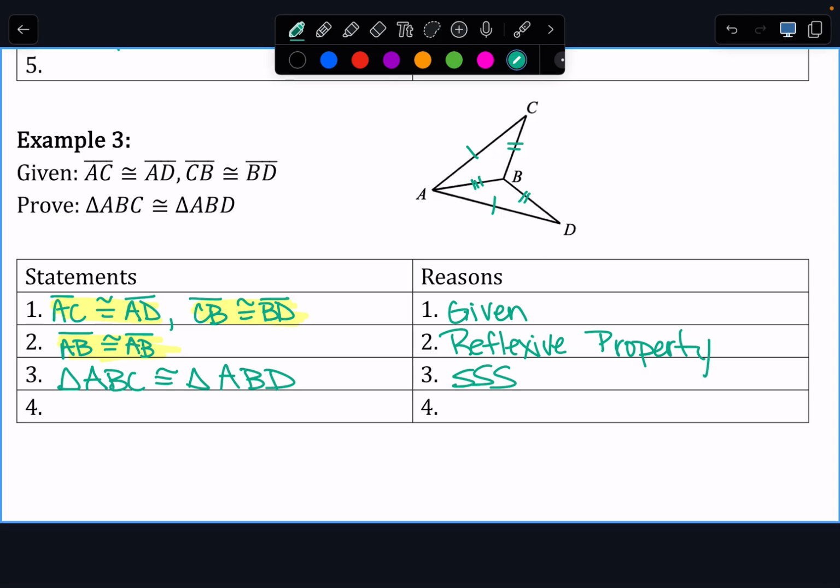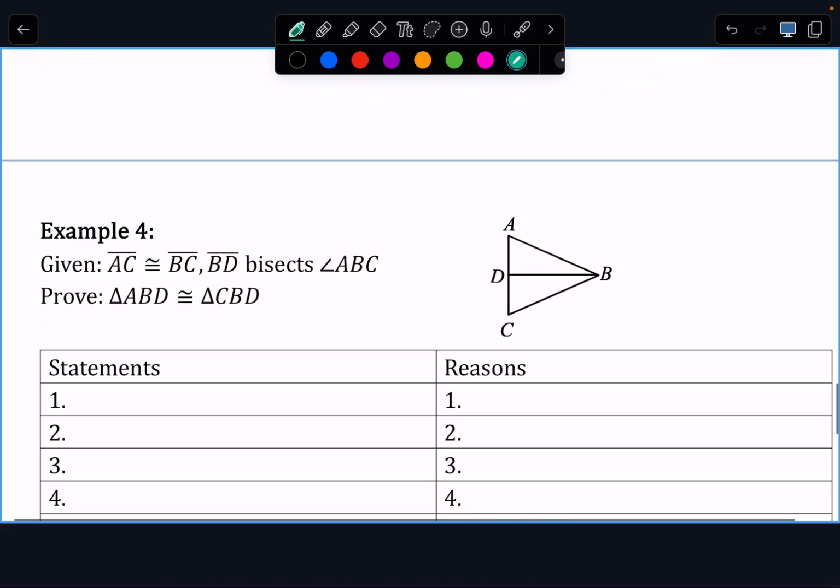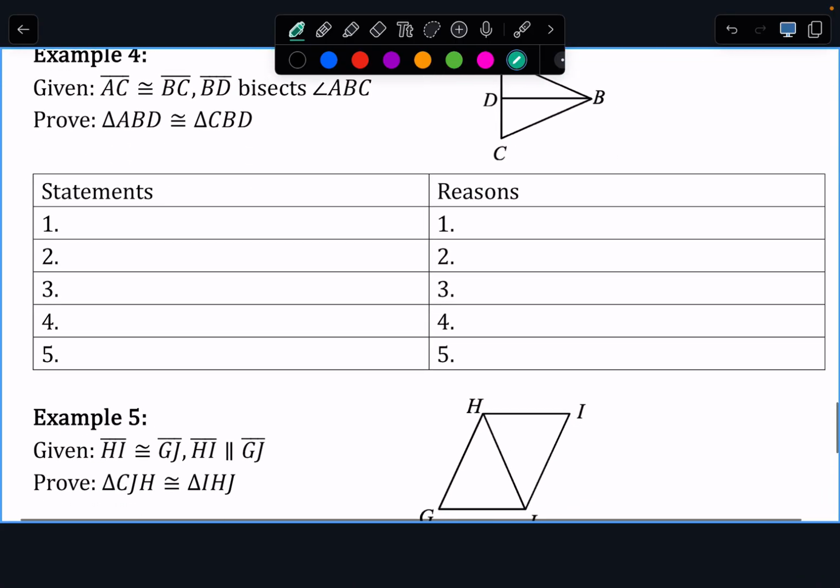Do you see why I said these proofs are a little bit more straightforward than our other ones? We have a clear goal and pretty clear ways to get there. Feeling good. Okay, let's go to example 4.